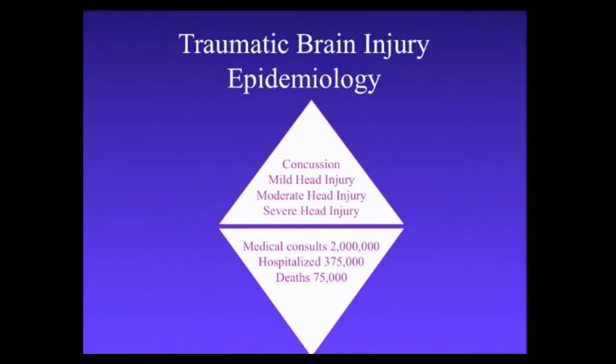So it's significant. There are about 500 to 600,000 strokes per year. There are 30,000 subarachnoid hemorrhages. So this is much more common. It's orders of magnitude more common than subarachnoid hemorrhage.